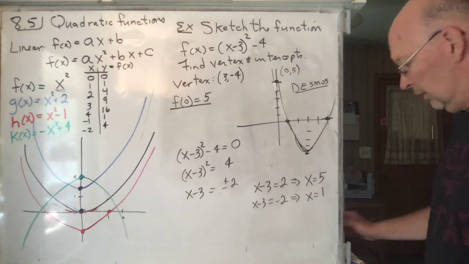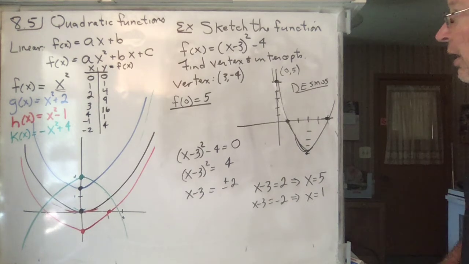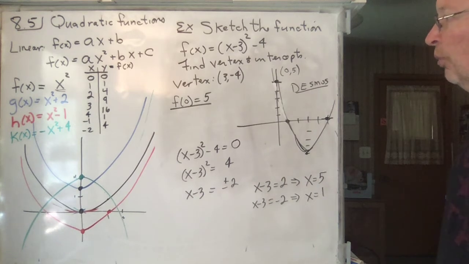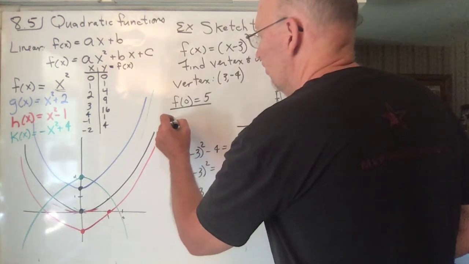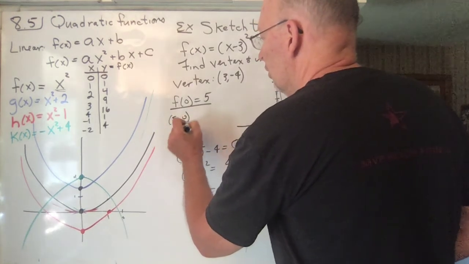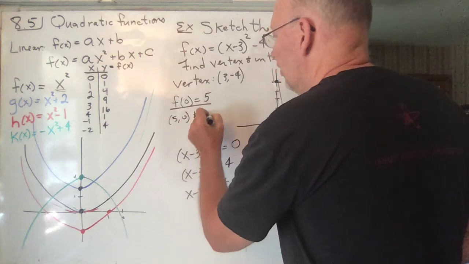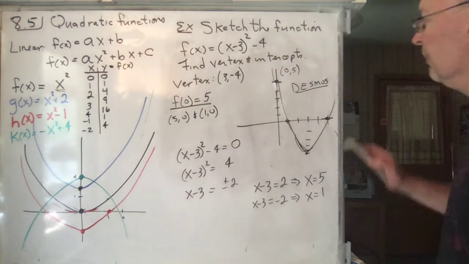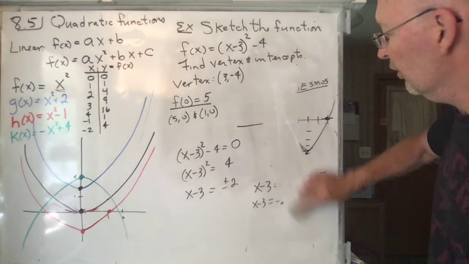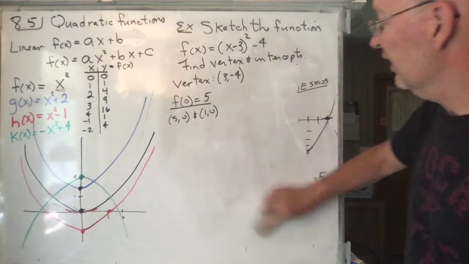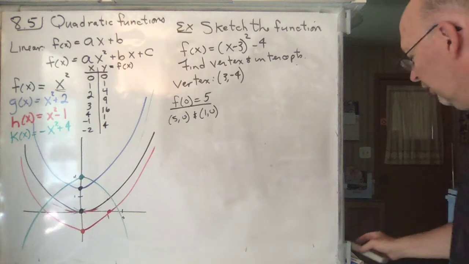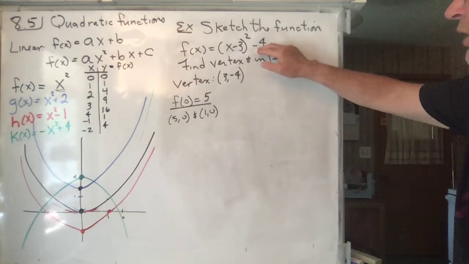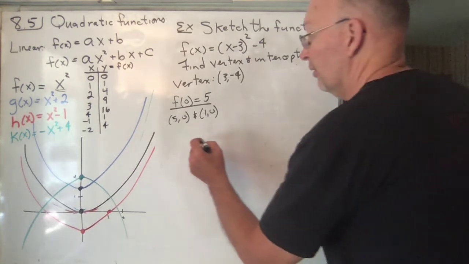So let's use this one just to do two more things. We already know that the x-intercepts are (5, 0) and (1, 0). Okay, we already know that. Let's see how we could have gotten it a couple other ways besides the way I just did it. Okay, I want to show you two other ways to do it. Here's the equation right here. We want to set this equal to 0.